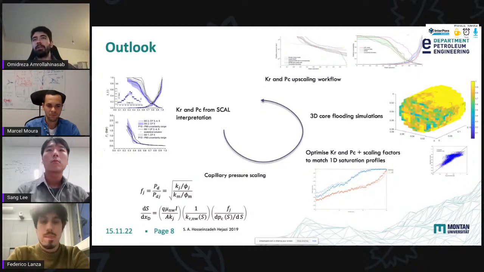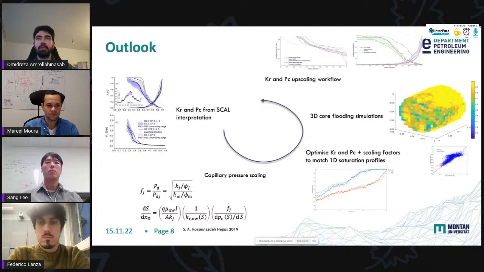So here we can also, because the simulation time is still reasonable, do a bit of optimization with genetic algorithms and things like this to see if you need to shift your KR and PC graphs. And then you can try to see how this looks for the 3D core flooding simulations.